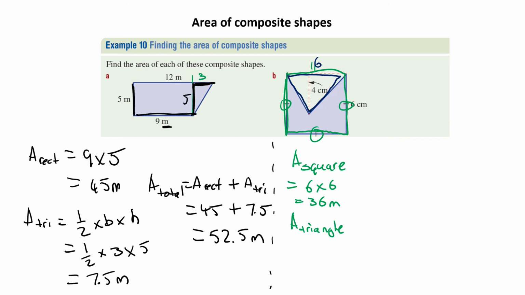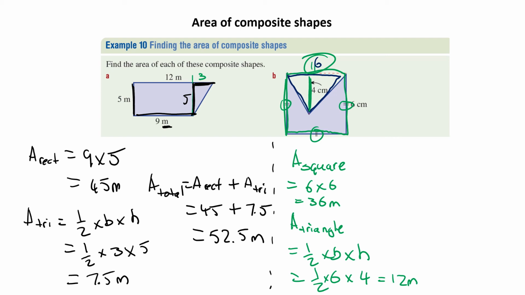The area of the triangle: my height is 4, my base is 6. So it equals half times base times height. Half times my base, remember, was 6, and times 4, which is my height. So that's a half times 24. That's going to be equal to 12 meters.